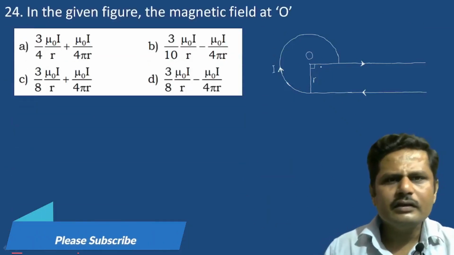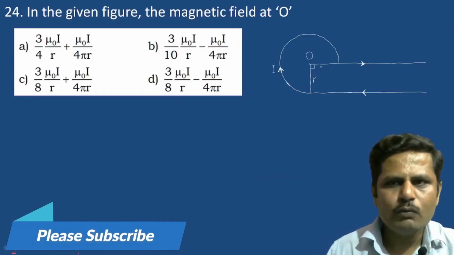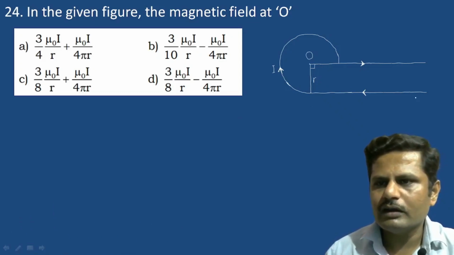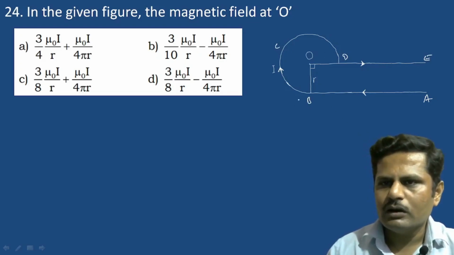In the given figure, the magnetic field at O is... Here in the figure, let me name the segment AB, and let me take this one loop as BCD. The magnetic field due to the D segment is 0 because it is passing through O. Now the magnetic field at O is produced by the BCD loop and AB.